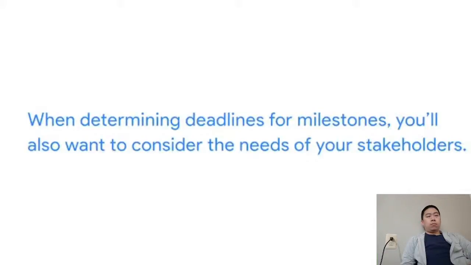When you set deadlines for milestones, you'll also want to consider the needs of your stakeholders. Ask yourself when they'll expect to see a certain project deliverable, and consider the answer when choosing a deadline. Your stakeholders will want to see regular indications that the team is making progress, and milestones are a great way to show that progress.